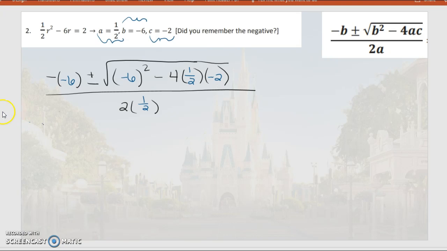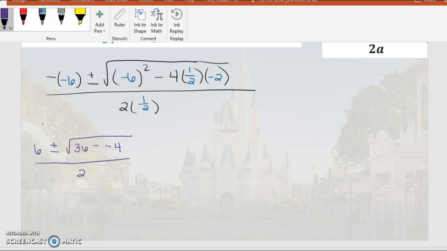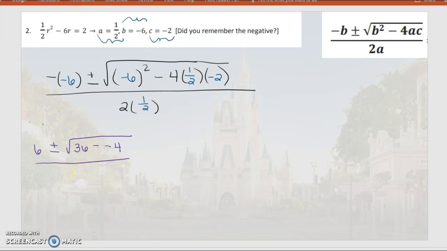All right, so negative times a negative makes it a positive, so that's 6 plus or minus the square root of negative 6 squared, which is 36. If I'm going too fast, you just might have to watch this recording again. Minus 4 times a half. Half of 4 is 2. And then 2 times negative 2 is negative 4. All over 2 times a half, which means it just cuts it in half. And half of 2 is 1.